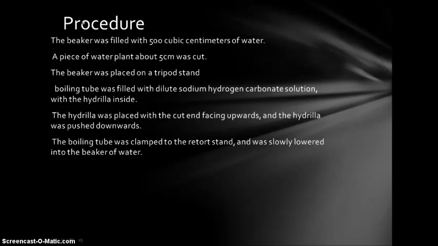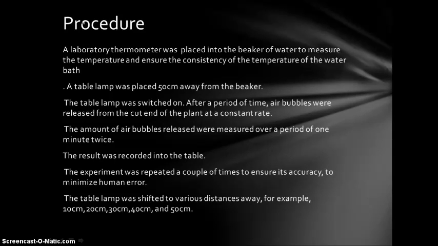The boiling tube was clamped to the retort stand and was slowly lowered into the beaker of water. Then, a thermometer was placed into the beaker of water to measure the temperature and ensure the consistency of the temperature of the water bath. A table lamp was placed 50 cm away from the beaker. The table lamp was switched on.